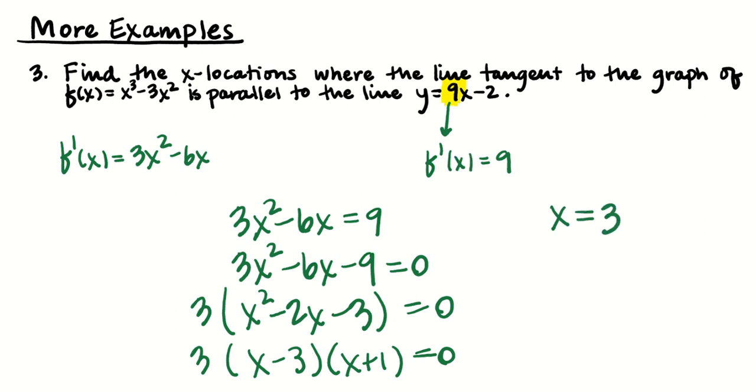That does feel possible, right? That would be if x was equal to 3. Or if x was equal to negative 1, because x plus 1 equals 0. Okay? So those are the x locations where the line tangent to the graph of f is parallel to the line y equals 9x minus 2.